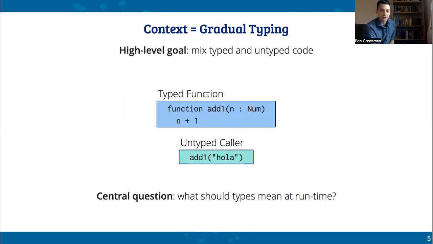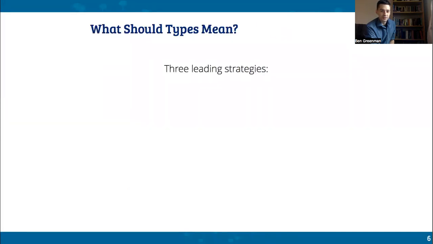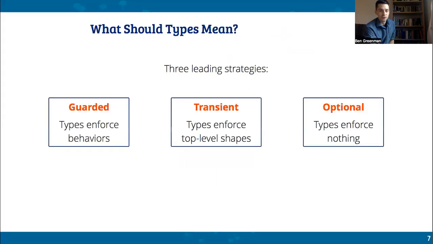And now a main question is, what do these static types mean when the program runs? So people have looked at this question for many years now, and three strategies have emerged. The strongest one, guarded, is to enforce these types with higher order contracts or with full traversals. And these let you, as a programmer, assume that the full behavior of the type is going to be enforced when you run the program.